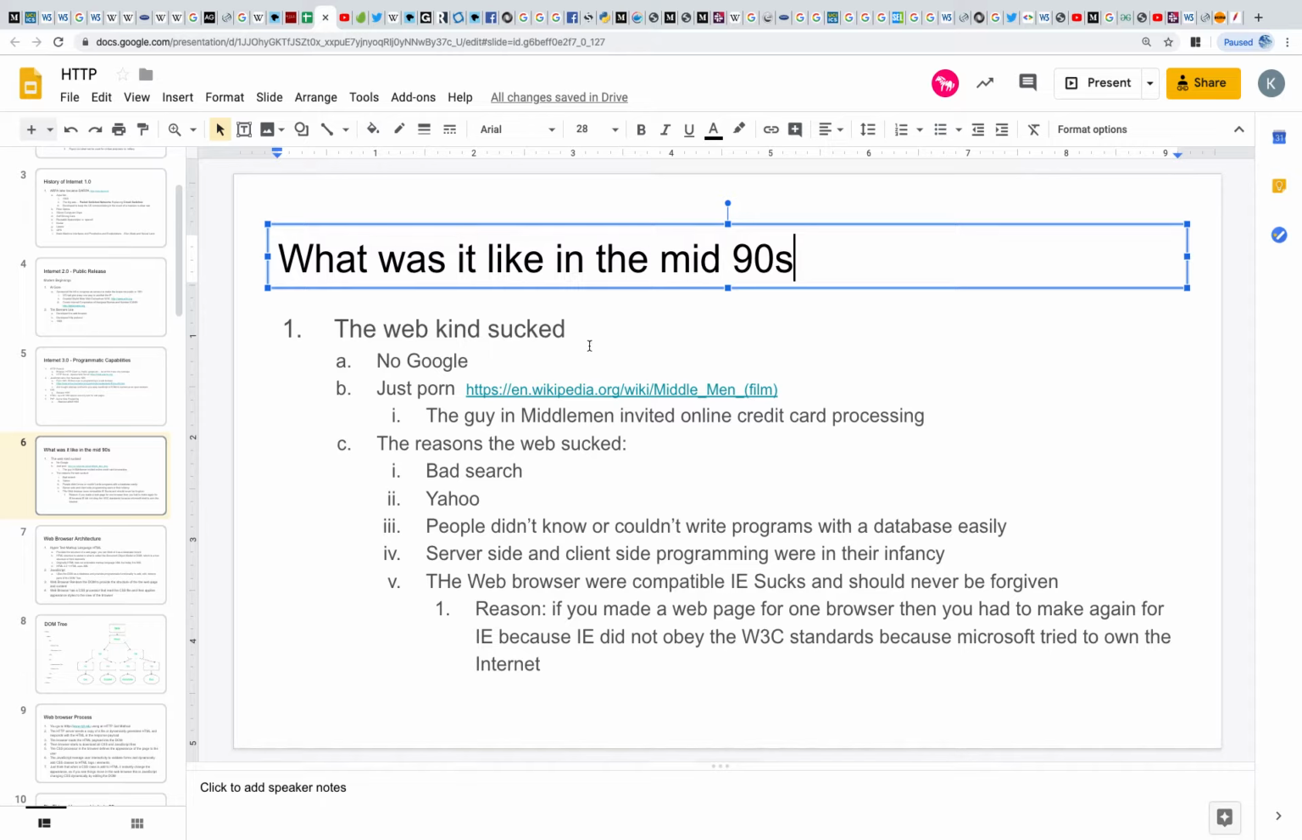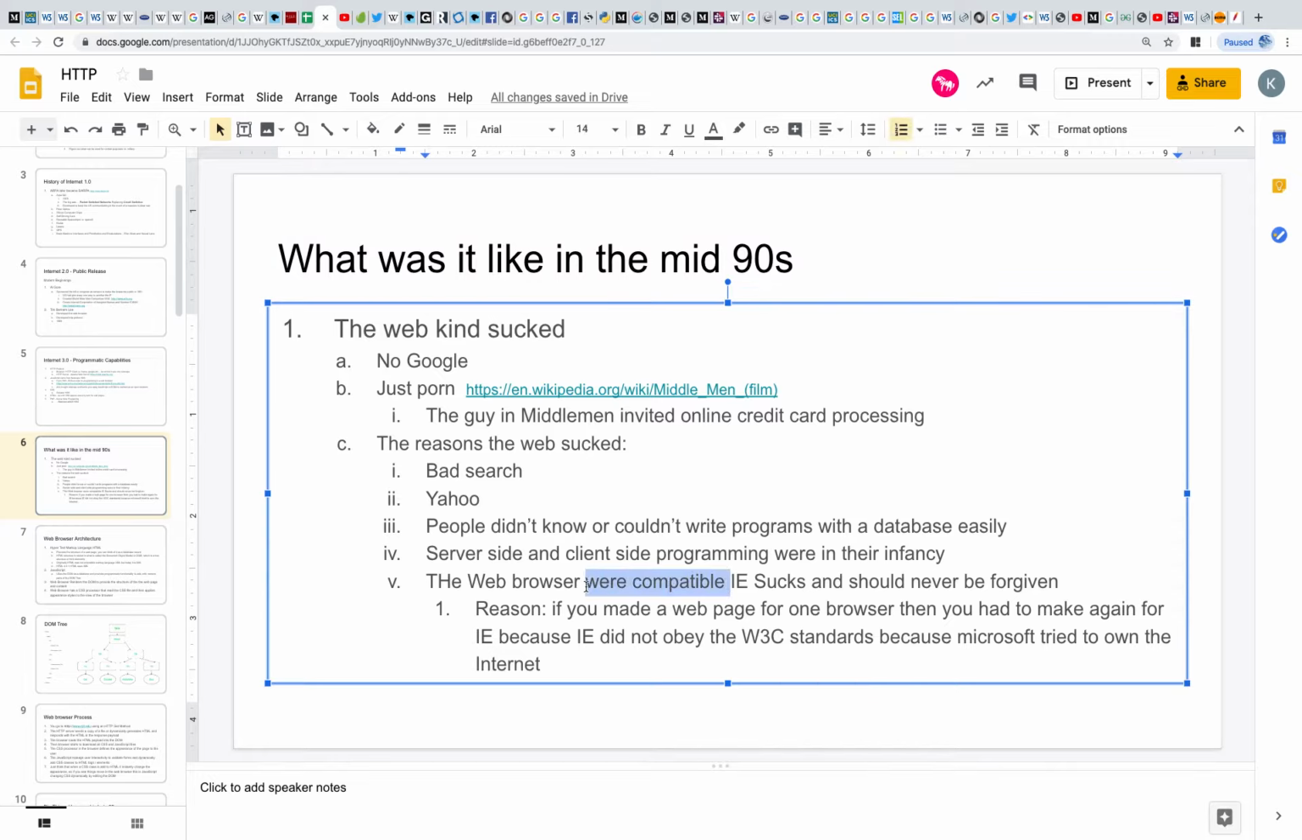The internet sucked in the '90s because there was no Google. We had a big problem with porn, which I'll tell you about in a second. And the reasons the web sucked were bad search, Yahoo, people couldn't easily write programs with a database, server-side and client-side programming were in their infancy, and web browsers weren't compatible. IE sucks and should never be forgiven.